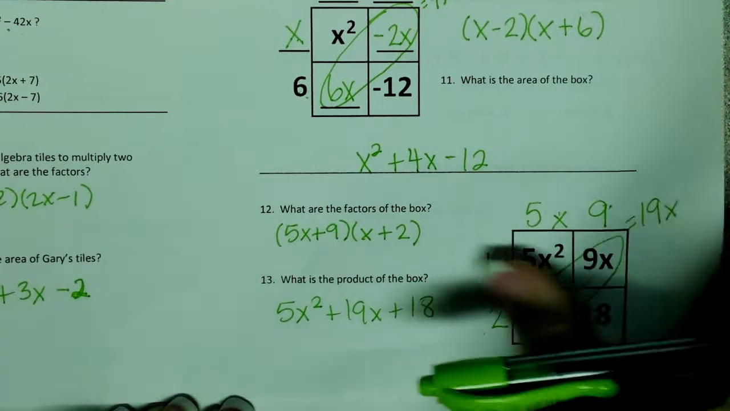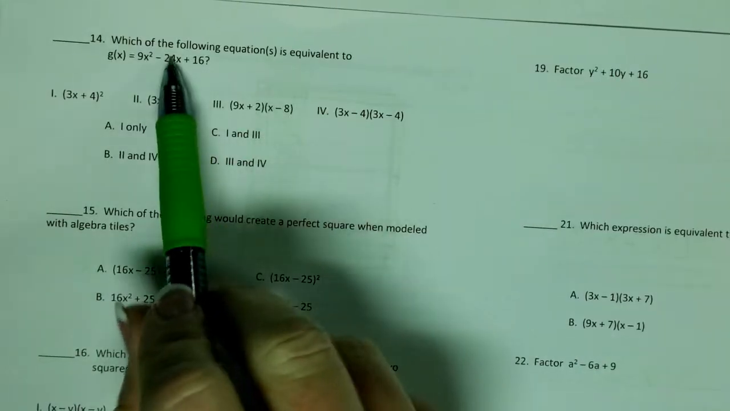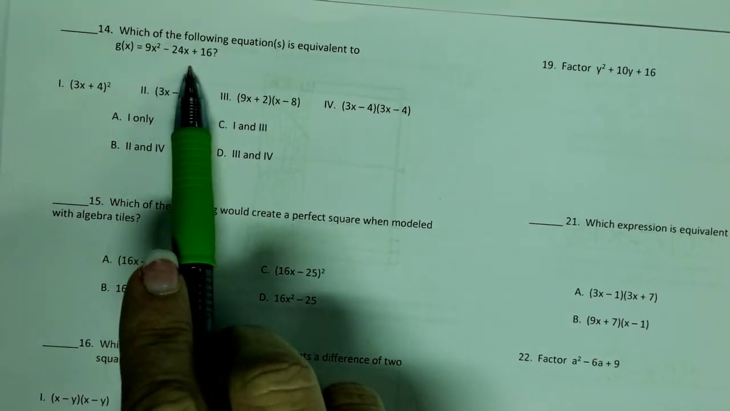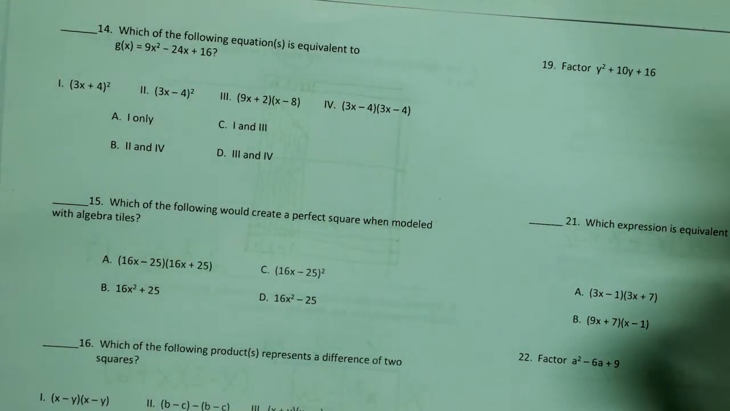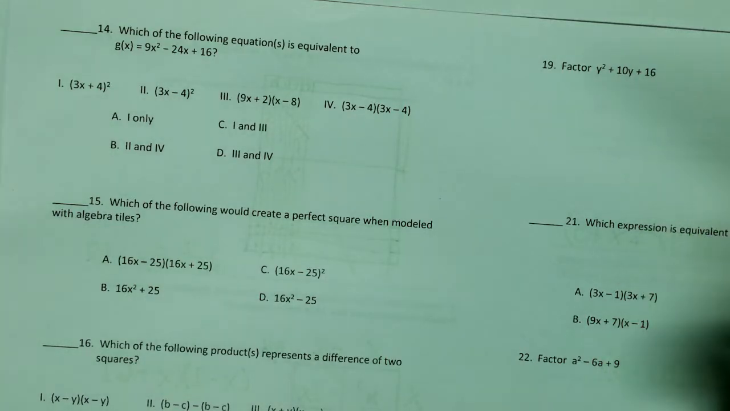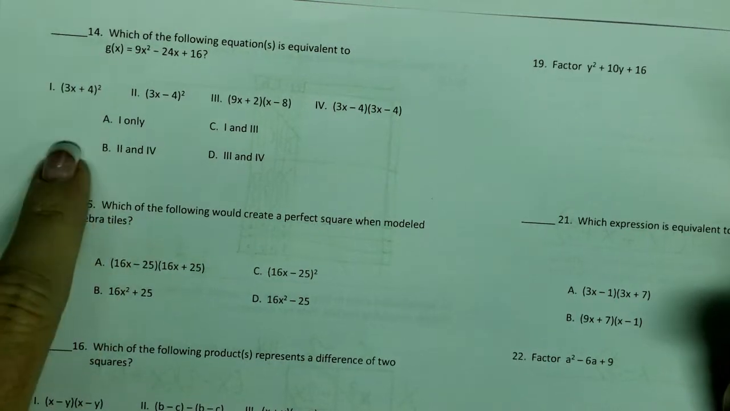There you go. All right, flipping over to the back side, number 14. It says, which of the following equations is equivalent to 9x squared minus 24x plus 16? Equivalent means what? Equal to. Okay. So, let's see. What can we do here?